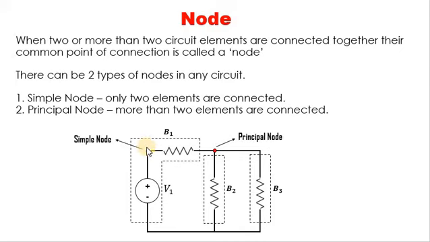So this node here is a principal node, and at this node you can see more than two elements are connected. See, this is one element which is branch B2. This is another element which is branch B3, and this is the third element which is branch B1. So B1, B2, B3, three branches are connected together, and it is forming a node here. Okay, this is the common point of all these three branches. So I'll call this node a principal node, not a simple node. Okay, so this is how we differentiate between these two types of nodes, which are simple and principal nodes.